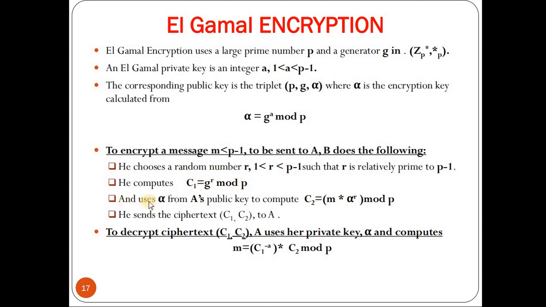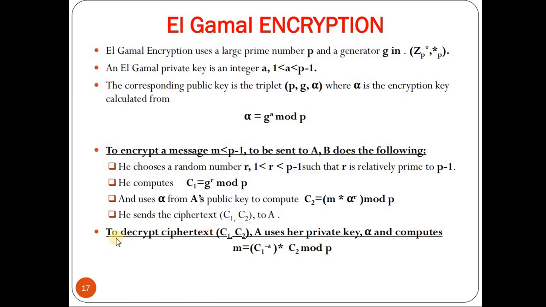Now he uses alpha from A's public key. A's public key comprises p, g and alpha. He uses alpha from A's public key to compute one more component, C2. So what is C2? It is the message m times alpha to the power of the random number r, whole mod p. This is C2. Now he sends the ciphertext as a combination of both C1 and C2 to A. So C1 comma C2, this whole thing is called the ciphertext which is sent by B to A.